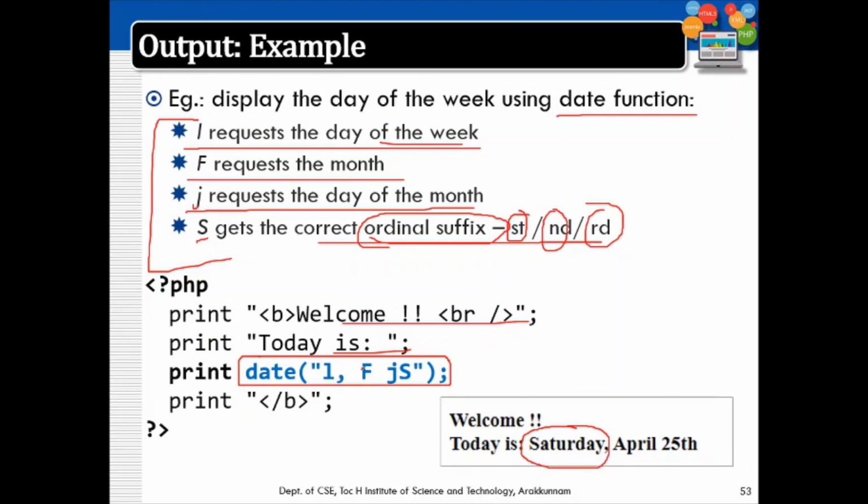Then a comma I have given here. Capital F requests the month. So the month is April. And J, as I have given together, represents the day of the month, that means 25. And capital S gives the ordinal suffix. So as it is 25, it is given TH. If it was 21, it will be given ST instead. So that will be automatically taken by the S suffix. So this is an example of how we use the date function. Date will be retrieving the current date and time.